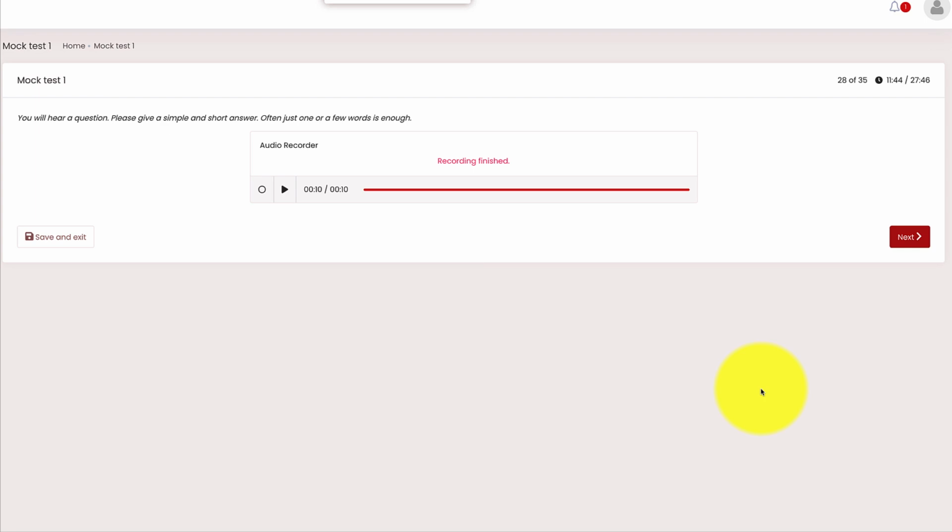Describe image is the third question type, in which you are given 25 seconds to prepare and then 40 seconds to speak about an image shown on the screen. You get around 5 to 6 questions of describe image in your test, and it's only a test of speaking. It does not test any other skills.